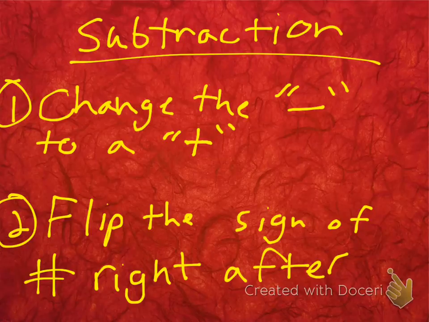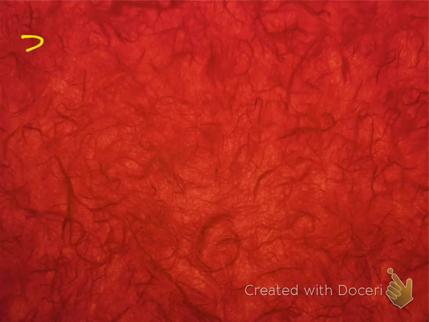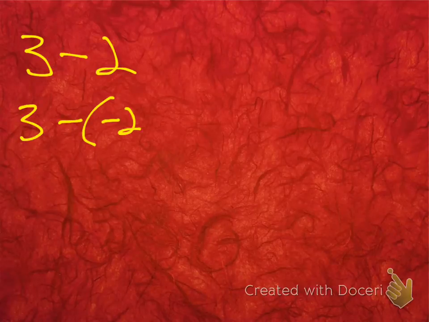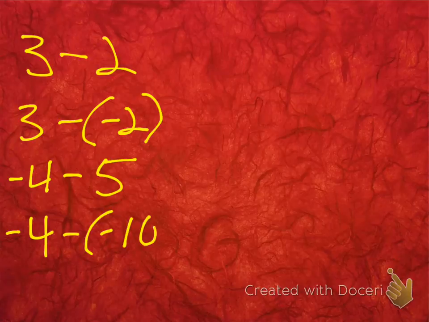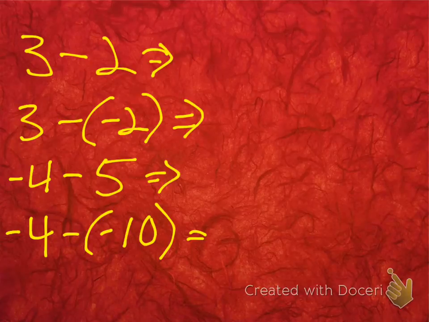So let me do a couple examples here. 3 minus 2, 3 minus a -2, -4 minus 5, and -4 minus a -10. There we go. All right. We want to change all of these to addition. That way we don't have to learn any more rules. So, change the minus to a plus and change the sign.